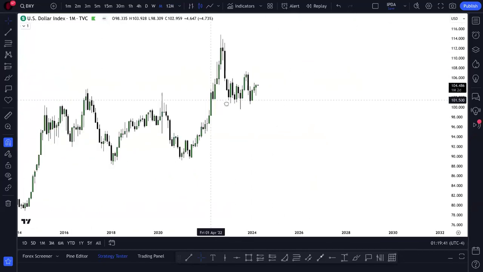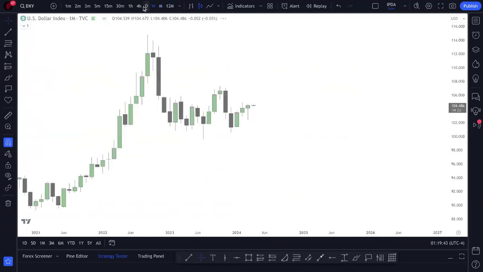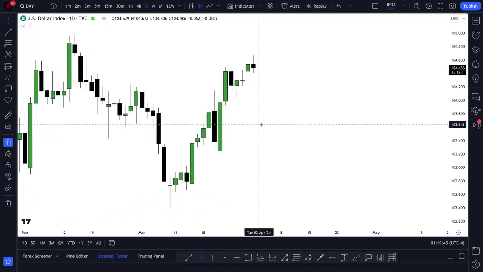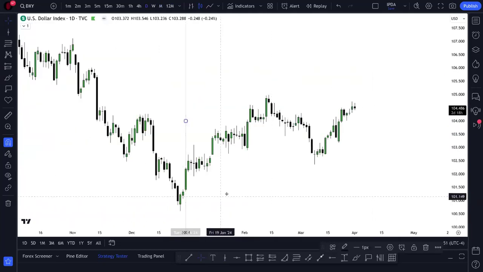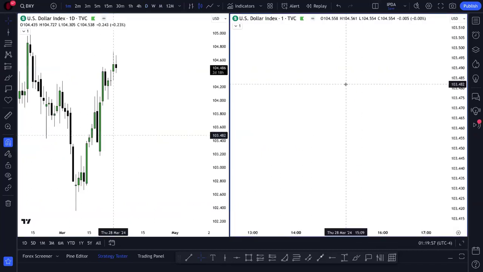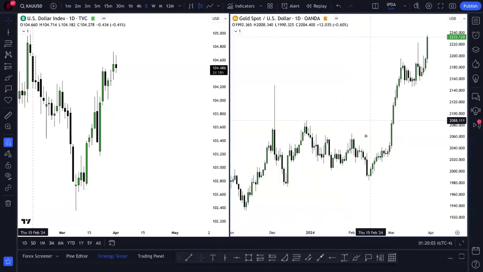Sorry, daily. Look at that. Dollar's been going higher since the beginning of the year. Correction, 2023. Split this in half. Put gold on the right side. Let's put some real money on the real side, right? Here. 2024. Something's not right.